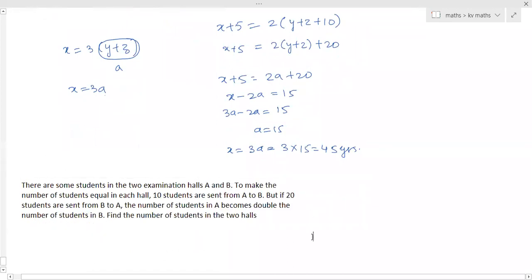Next question. There are some students in the two examination halls A and B. To make the number of students equal in each hall, 10 students are sent from A to B. But if 20 students are sent from B to A, the number of students in A becomes double the number of students in B. Find the number of students in the two halls.